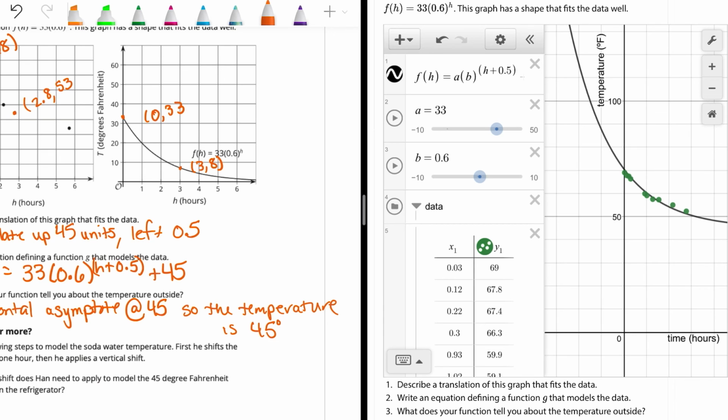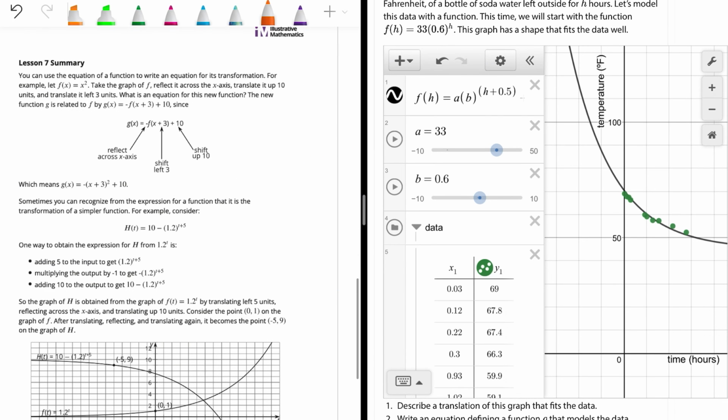And as always, there's the lesson summary if you want to take a look at that.